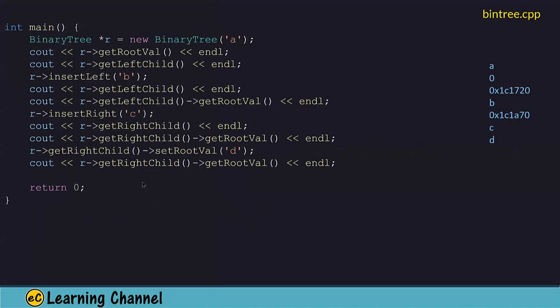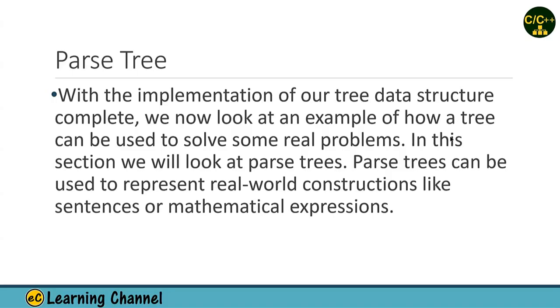And then set loop value to D. Okay, so these are the operations to help to do the binary tree.